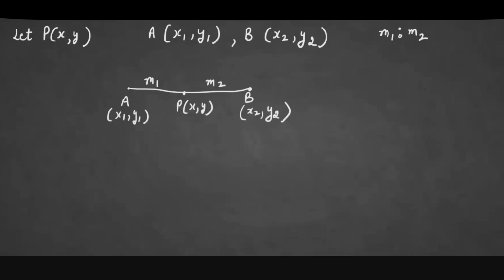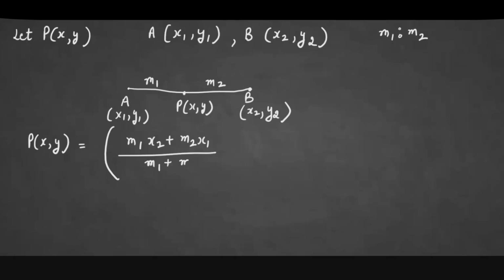So the coordinates of P using the section formula are written as P(x, y) equals (m1 x2 plus m2 x1) over (m1 plus m2), and the y coordinate can be written as (m1 y2 plus m2 y1) over (m1 plus m2). So we can use this section formula to find the coordinate of this point P.